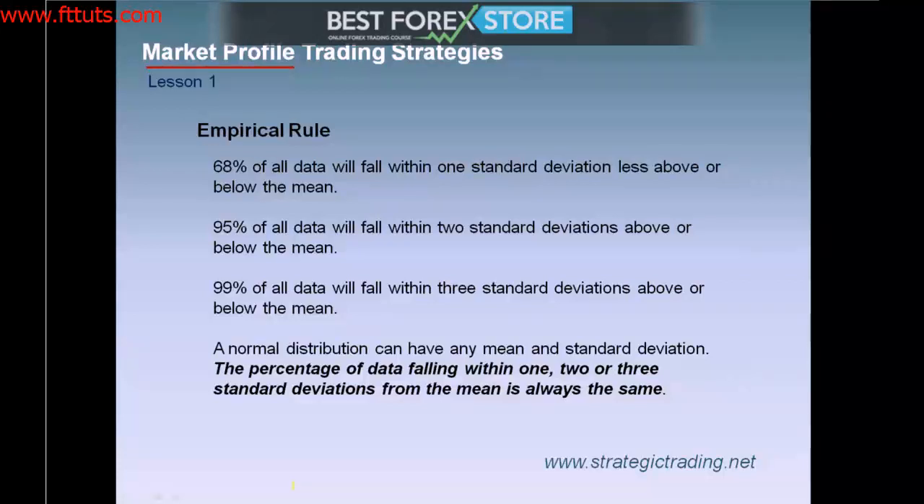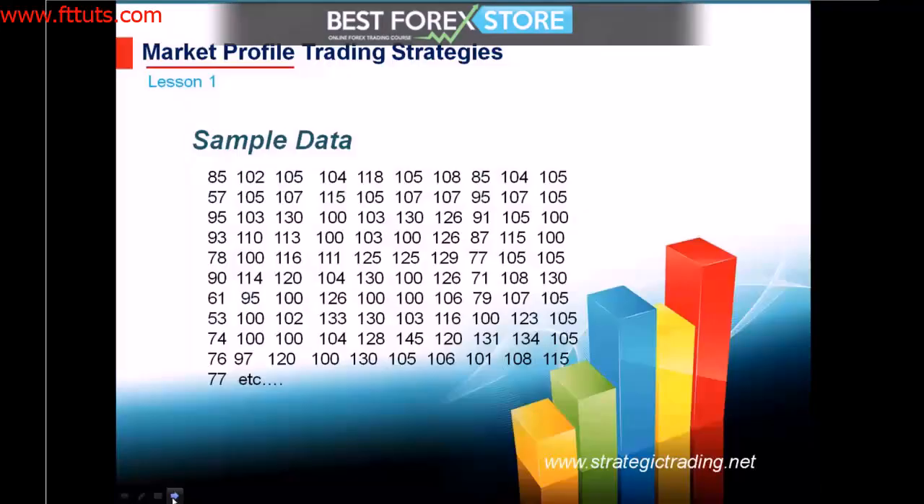Basically, the normal distribution is helping me organize my data. And this was the concept that Stadelmeier used to sort of create the market profile. We have a lot of data, so let's take this data and apply the normal distribution to it and see what happens. Now, a normal distribution can have any mean and any standard deviation. The percentage of data falling within 1, 2, or 3 standard deviations from the mean is always the same for any normal distribution. So let's take a quick example here together, just to give you an idea.